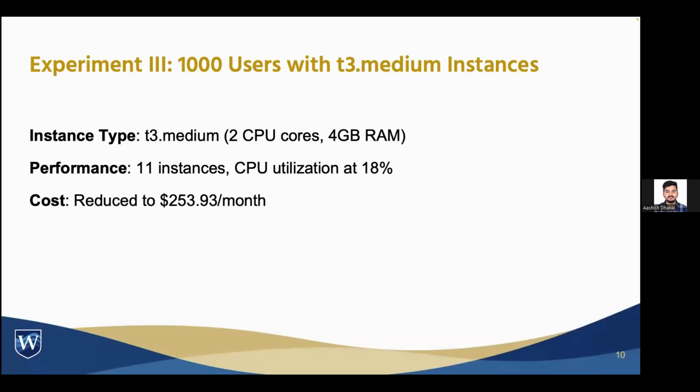Here we reduced the resources of the instances a bit. We used T3.medium instances, which have 2 CPU cores and 4 GB of RAM. So that was obvious, it used more instances than before. It used 11 instances, and the CPU utilization was at 18%. But importantly, we reduced the cost to $250, which was more efficient than the T3.large setup. This experiment highlighted the cost saving we can achieve by fine-tuning our cloud configuration, especially when managing larger user bases.